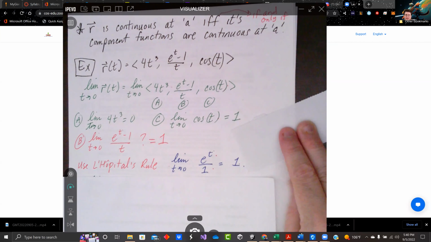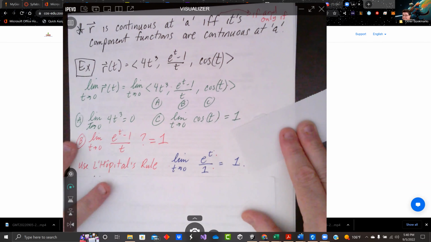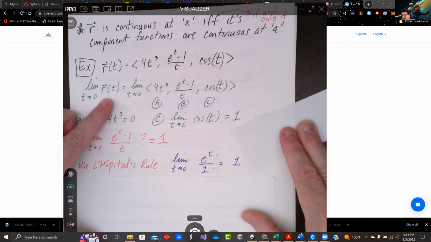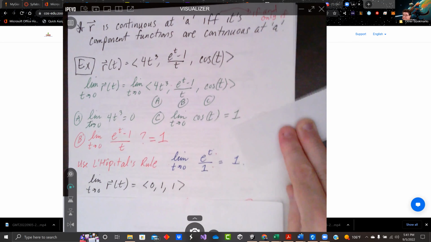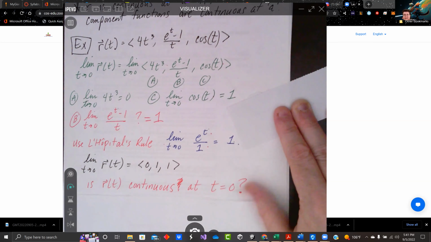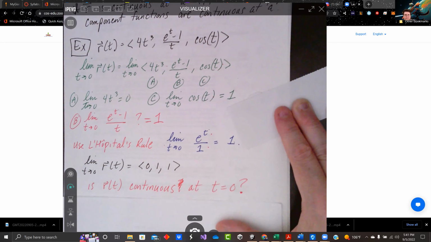So the derivative of the top, we just lose the constant. The derivative of the bottom is 1. When I evaluate e to the t over 1 at t equals 0, I just get 1, so that's b. So I can get the limit as t approaches 0 of r of t. It's 0, 1, 1. Is r of t continuous at t equals 0? The limit exists.